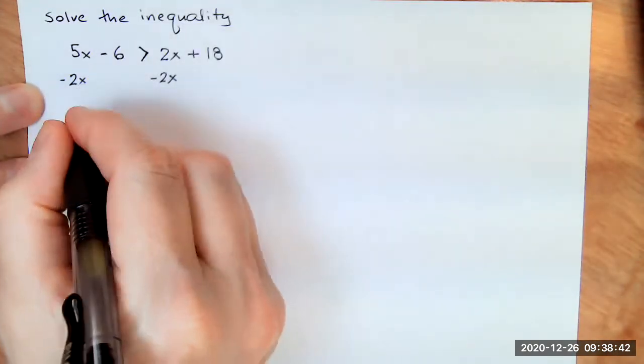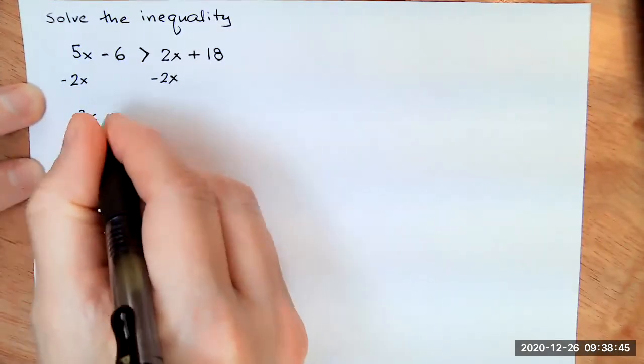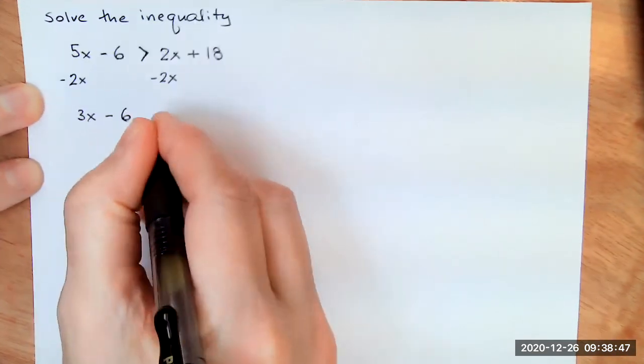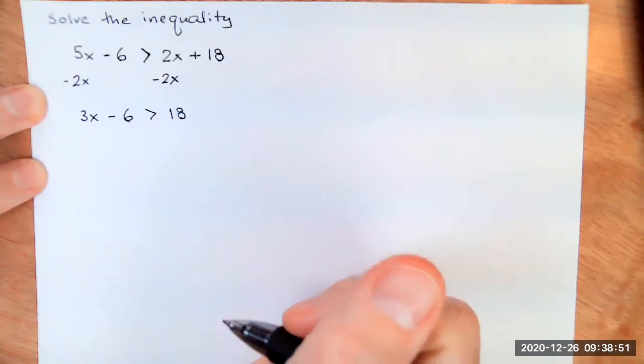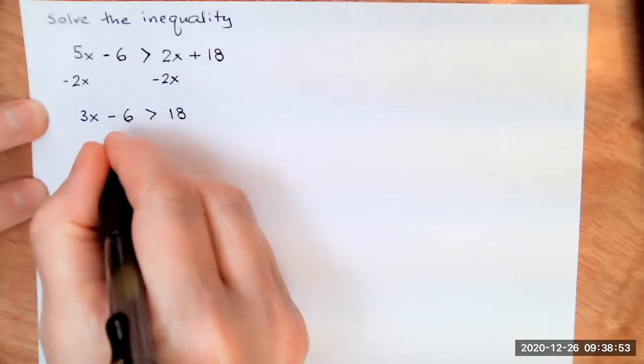So 5x minus 2x is 3x. And then I can add 6 to both sides.